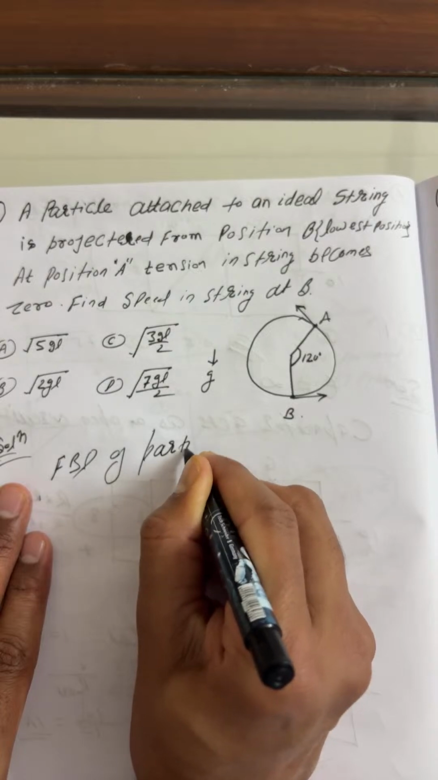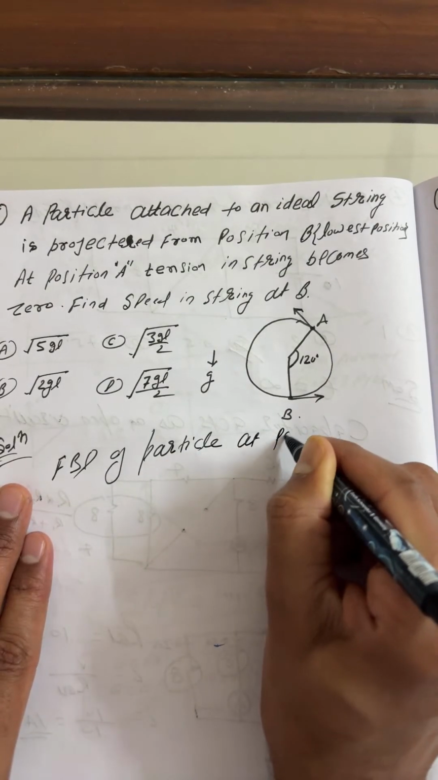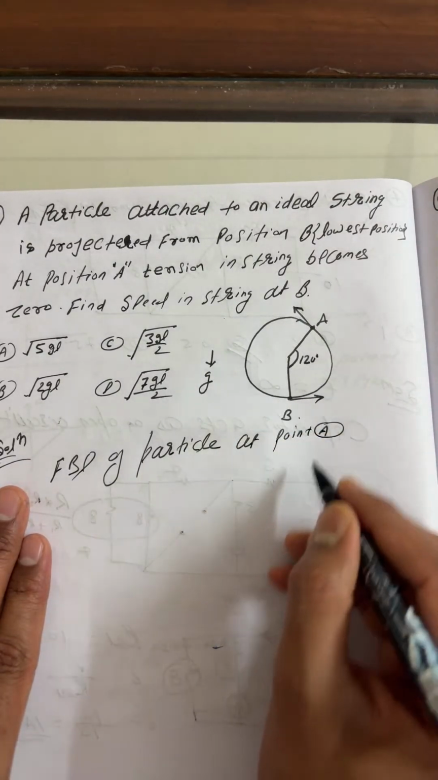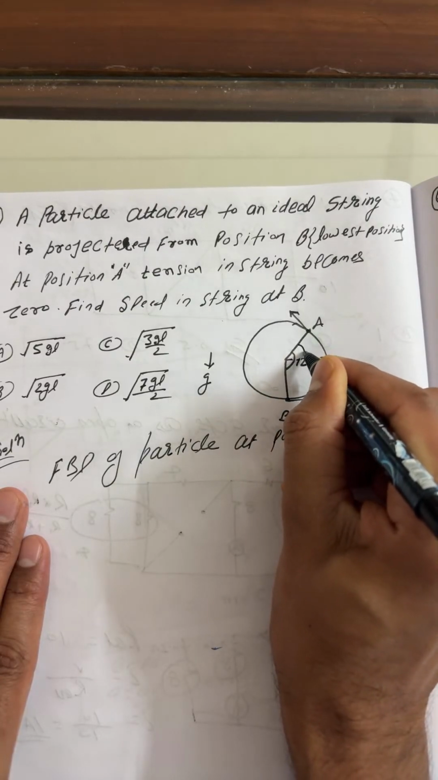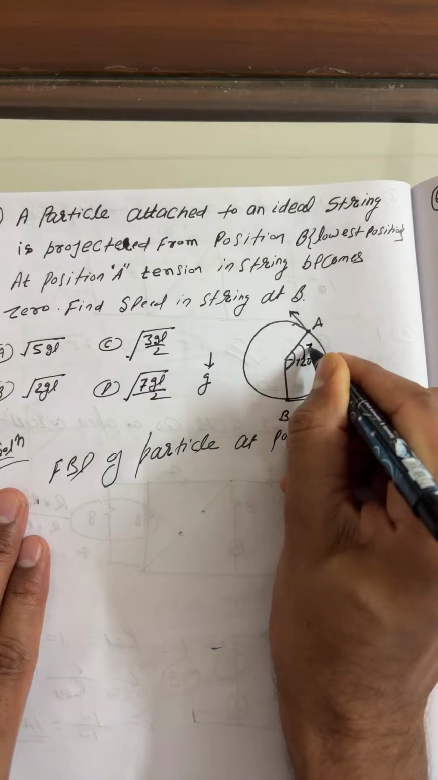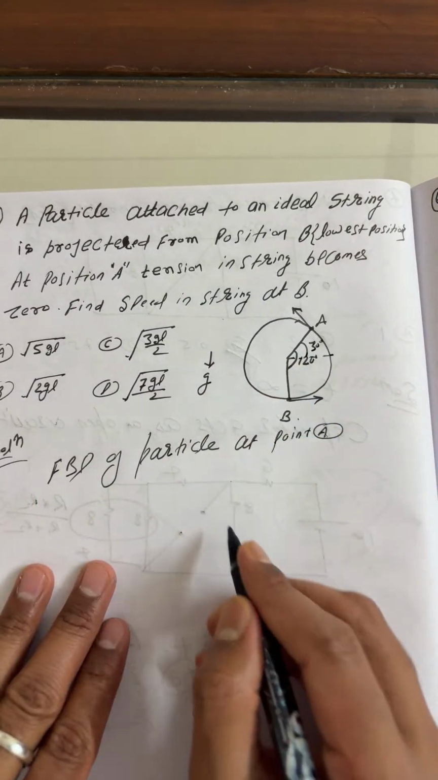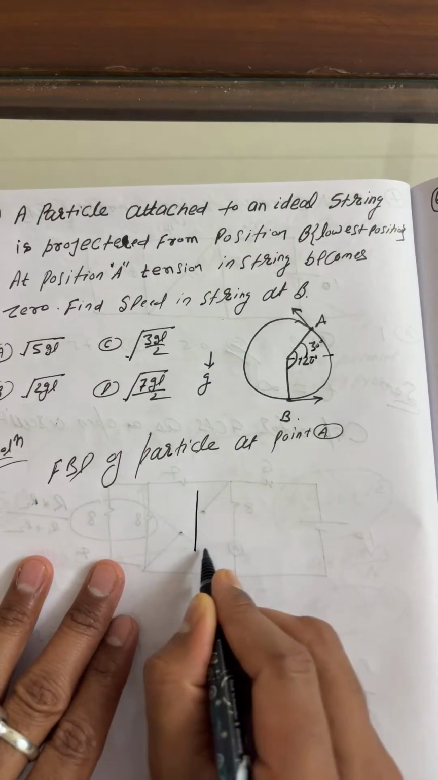of the particle at point A. Now since you can see logically here, this angle is 90. So how much is this angle beta? This is 30 degree. This is 120 here. So you can write the explanation of this question like this.